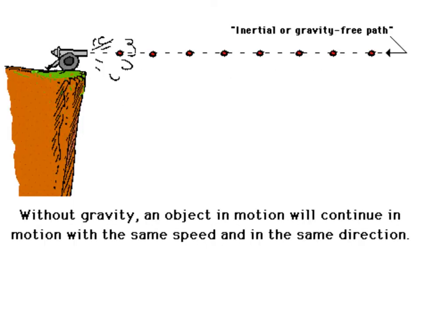So, if I had a cannon and I fired it off, it would go in a straight line. This is a gravity-free path. It will keep going that way. Without gravity, an object in motion will continue in motion with the same speed and in the same direction. Remember Newton's first law? An object in motion at constant speed will continue on in the same path. Well, this is what it is. We have nothing impeding this, and there's no gravity to pull it down.